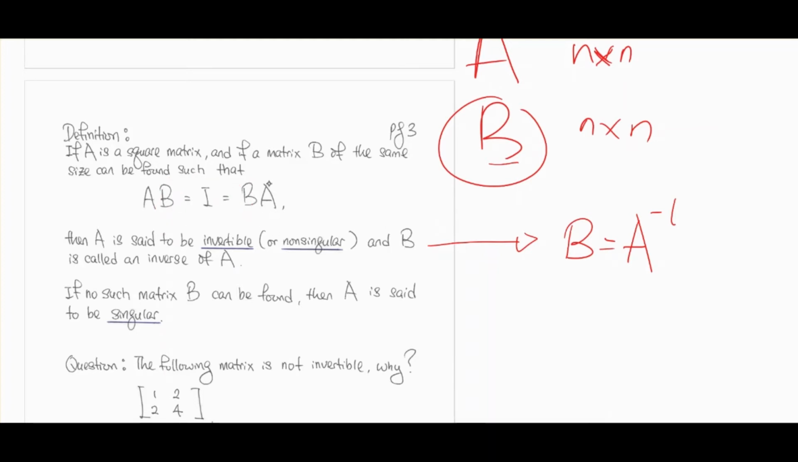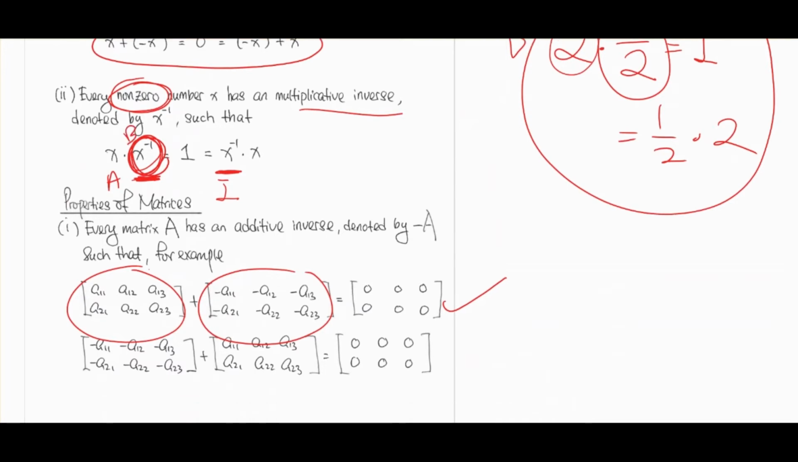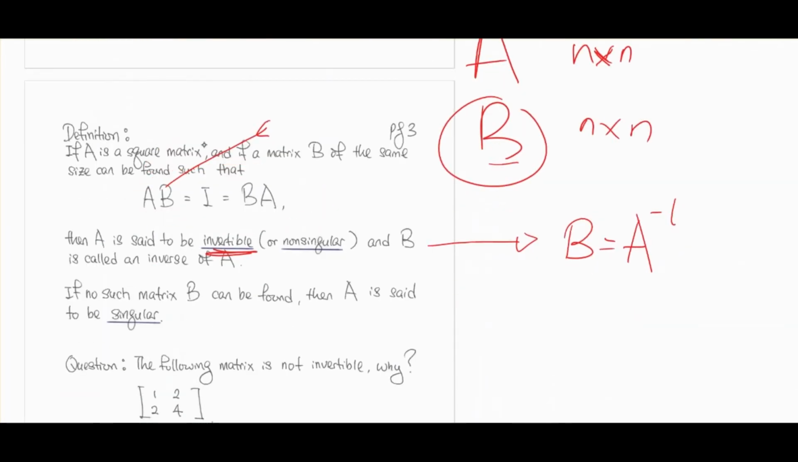If you can find such a B, then we will say that A is invertible. It has an inverse, and the inverse is B, right? So look at this. This is your A. That's your B. So that's the definition for a matrix to be invertible. And if A is not invertible, we also call that matrix A singular.